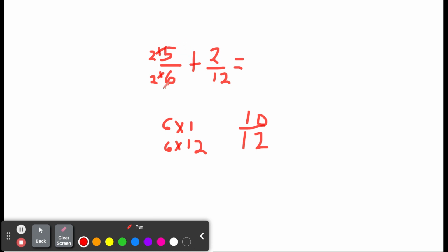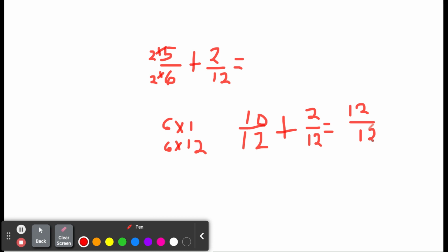But that's another lesson that you should have had in fourth grade. But if not, we will review. Now I can just write my 2 twelfths because it's already a 12. Now I'm ready to add. So 10 plus 2 is 12. And never add the denominators, just bring them over when they're the same.